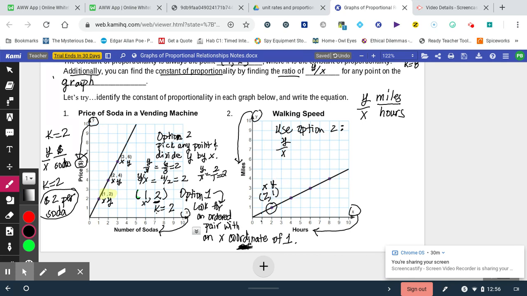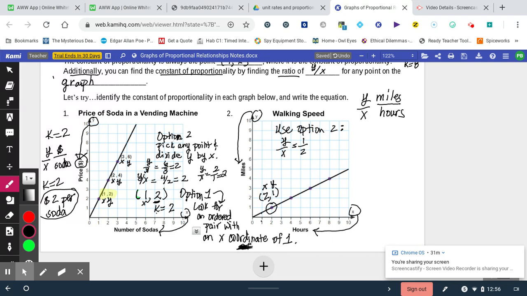So when you divide, put your y before your x. So your constant of proportionality is just 1/2. 1/2 can be changed to 0.5, or you can just leave it as 1/2. It doesn't matter. I'm going to leave it as a fraction.